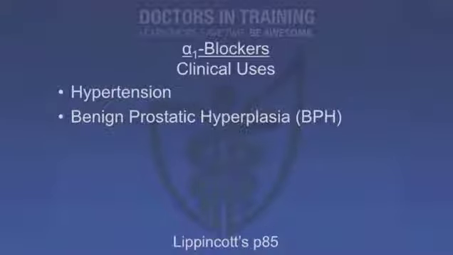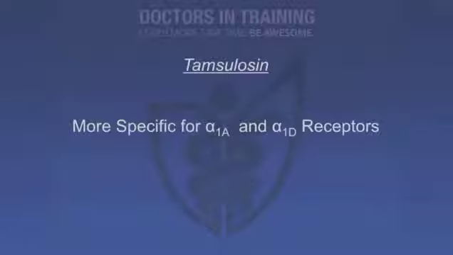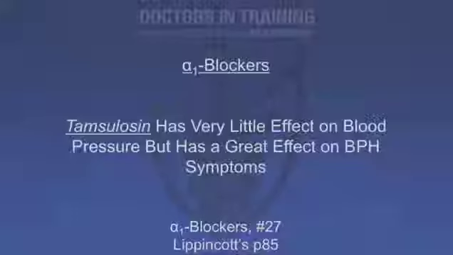Doxazosin has a longer half-life. It's about 22 hours long, and that's the longest half-life out of these medications. Tamsulosin is interesting. It has a higher affinity for some subtypes of alpha-1. So alpha-1A and alpha-1D subtypes are what it primarily affects. Now these subtypes tend to be more specific for prostate smooth muscle. So tamsulosin has very little effect on blood pressure, but it has great effect to help with BPH symptoms.